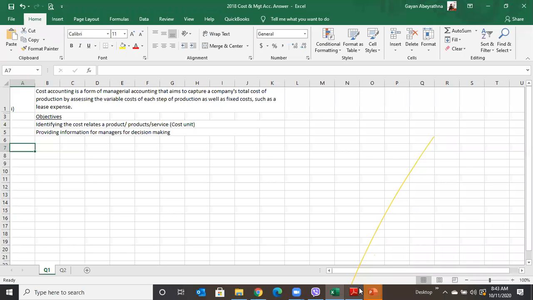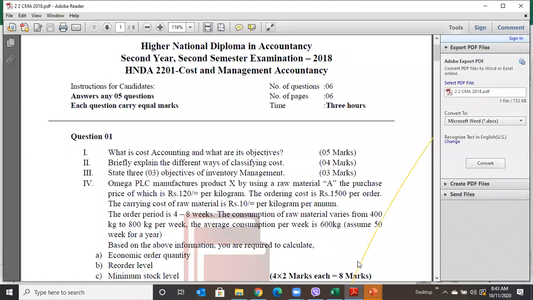Okay, let's go. It's okay. Briefly explain different ways of classifying cost.